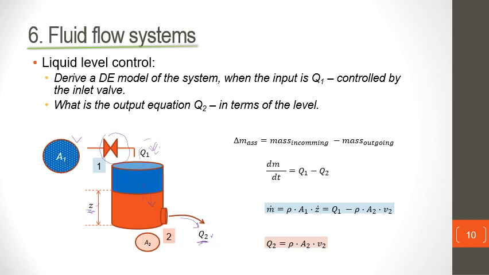In the process, we see that the output equation is Q2. We also need to understand how Q2 is related to the height Z, because if the tank is nearly full, the output flow rate should be much bigger than when the tank is almost empty, because there will be a lot more pressure.